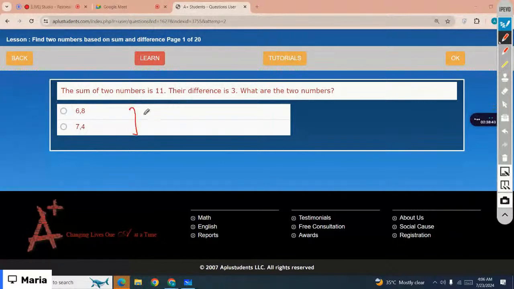Check with the first one. Add 8 plus 6 makes 14, but we need 11. And when you subtract, 8 take away 6 is 2, so that isn't the correct option, right? Look at the second one, 7 plus 4. 7 plus 4 is 11. Just subtract, 7 take away 4 is 3. So that means option number 2 is the correct option, right? You can check the given options. That is an easy way to find the answer, right?